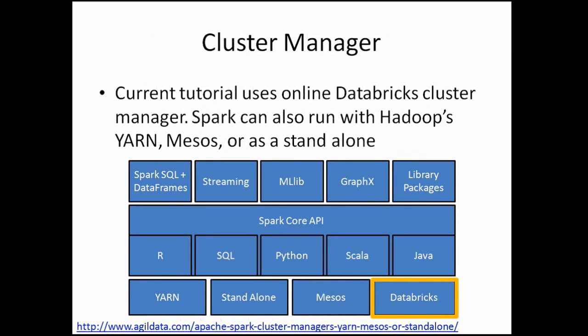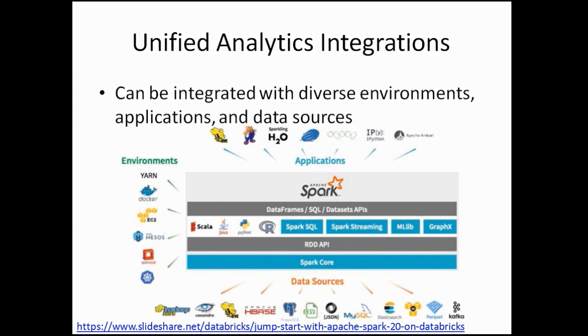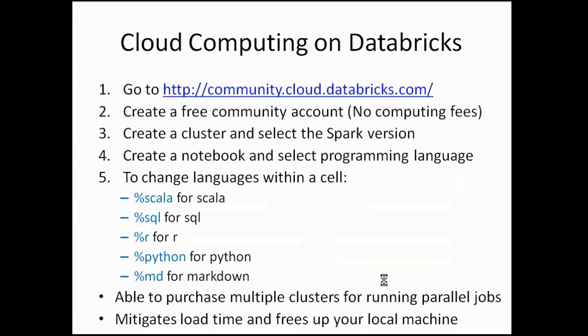So for the cluster, Databricks Online is one of the clusters that we will be using. You can also have YARN as a cluster manager, or run standalone or with Mesos. YARN stands for Yet Another Resource Negotiator from Hadoop, which we will not be covering. Apache Spark is a unified analytics engine where you can integrate diverse environments, applications, and data sources. So here are the other things you can integrate it with.